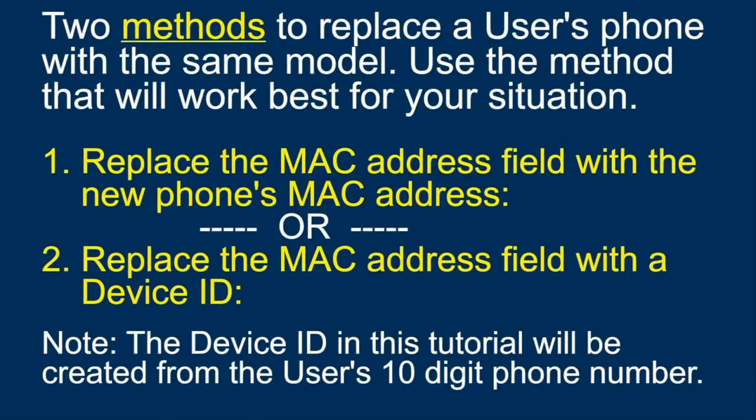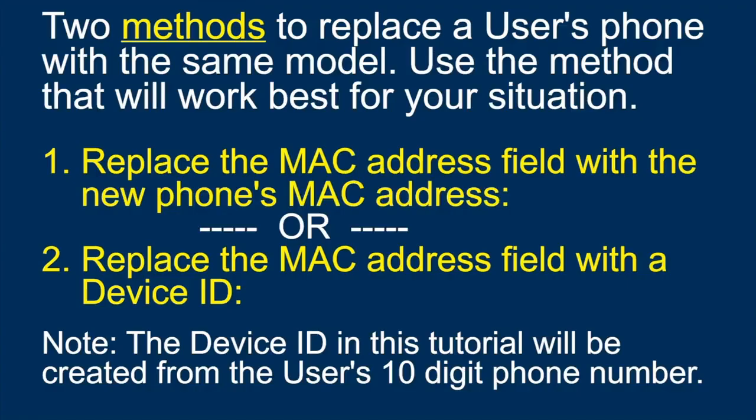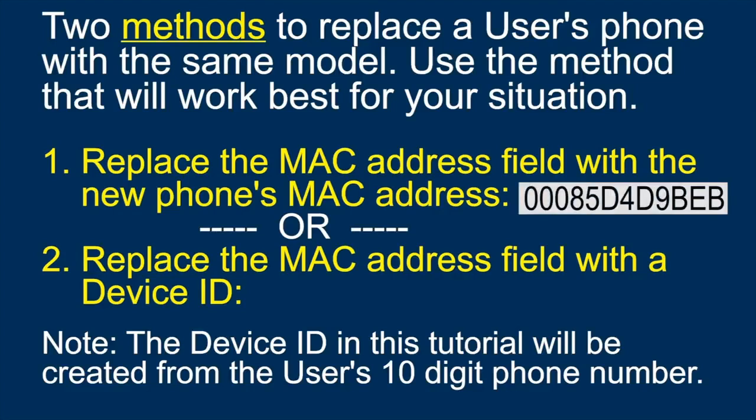There are two different methods to do this. If you have access to the new phone's MAC address, which is on the box, or on the label on the back of the phone, then the easiest way is just to replace the MAC address field with the new phone's MAC address. To demonstrate this method, I have a new phone, and the new phone's MAC address is 00085D4D9BEB.